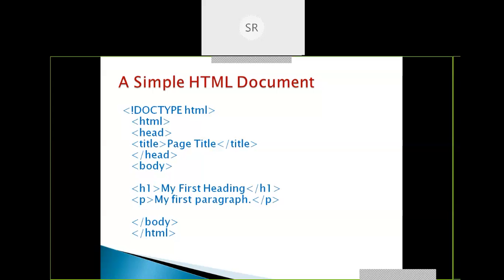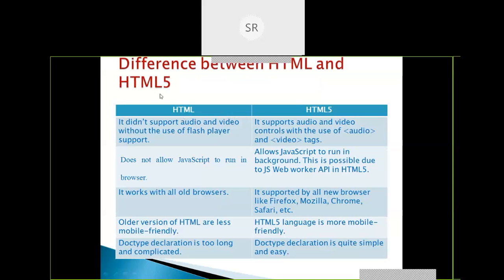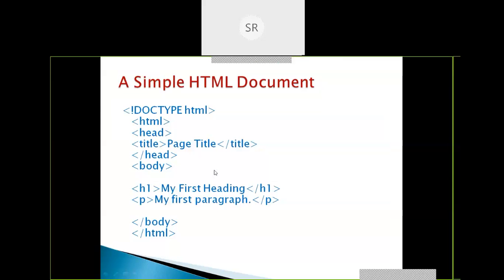Yesterday I taught that the current version of HTML is HTML5. Every HTML5 document starts with this doctype HTML tag. This doctype is nothing but the document type declaration, and it tells the browser to display the web page correctly. Every HTML document starts with this doctype declaration line, so remember that this line is compulsory for HTML5.